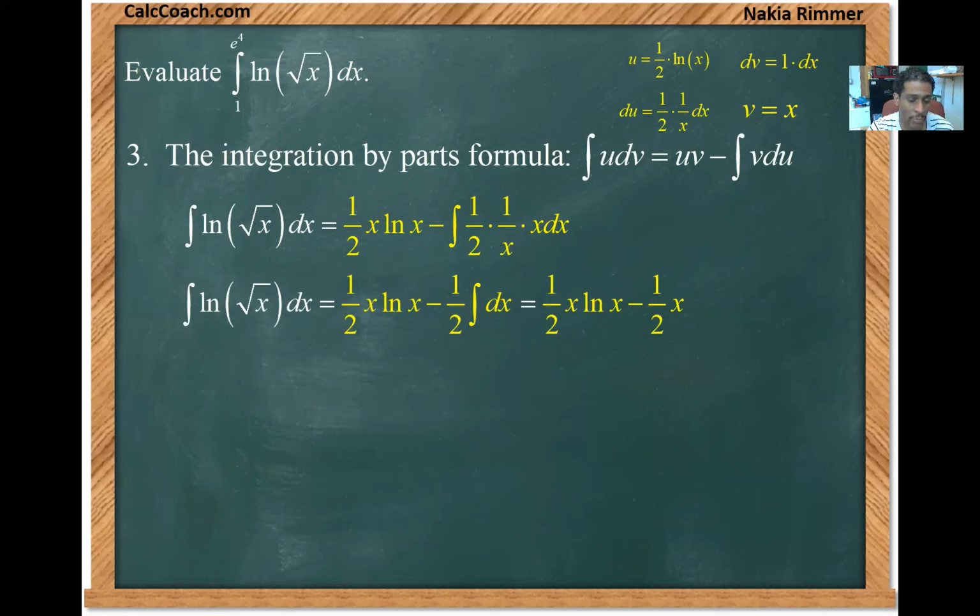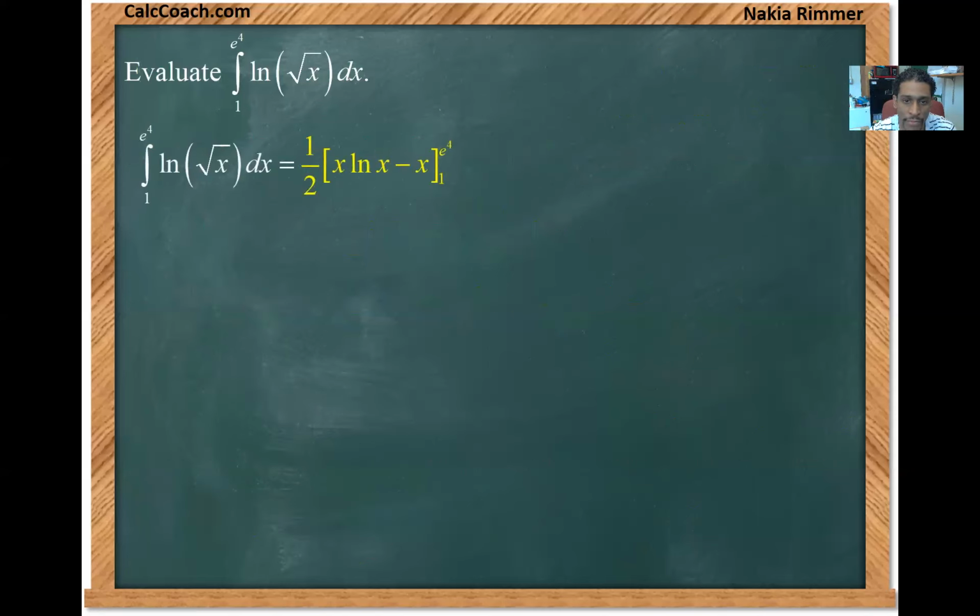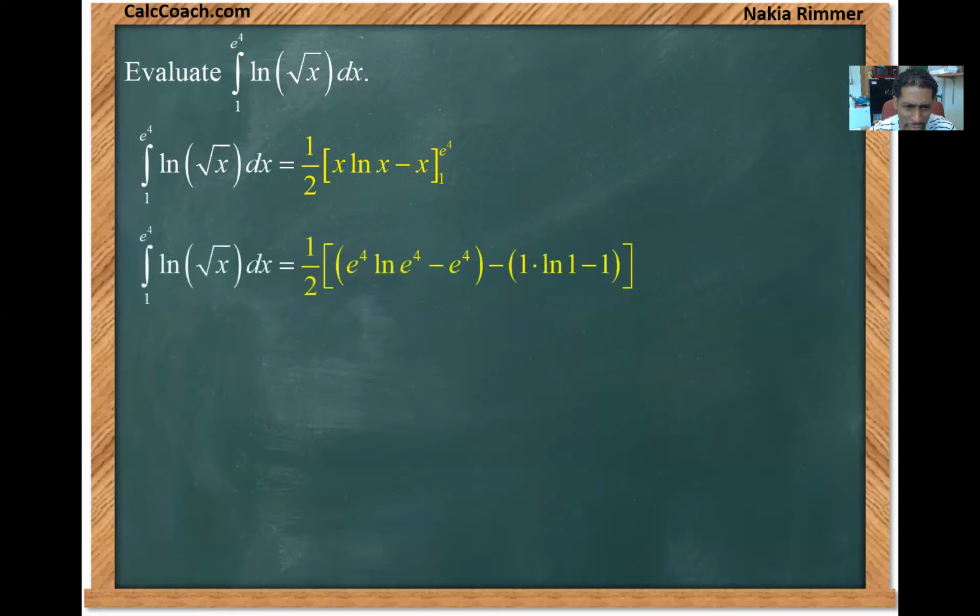So with this, we treated it as an indefinite integral until we got the full antiderivative, and now we want to use the bounds and plug them in. Fundamental theorem of calculus: plug in the e to the 4th, plug in the 1, and subtract. Every place you see an x, our job is to put an e to the 4th in, and every place you see an x, we put a 1 in. So here we go: e to the 4th log e to the 4th minus e to the 4th, and then 1 log 1 minus 1.